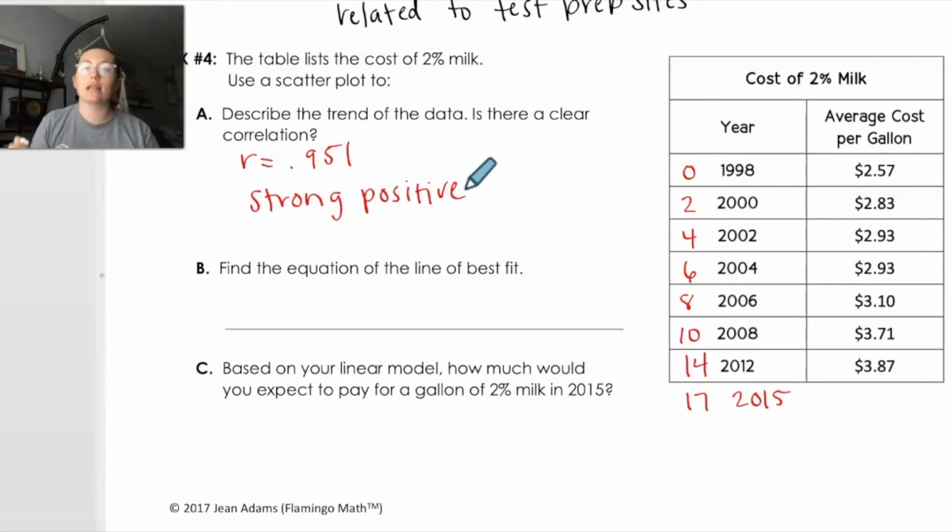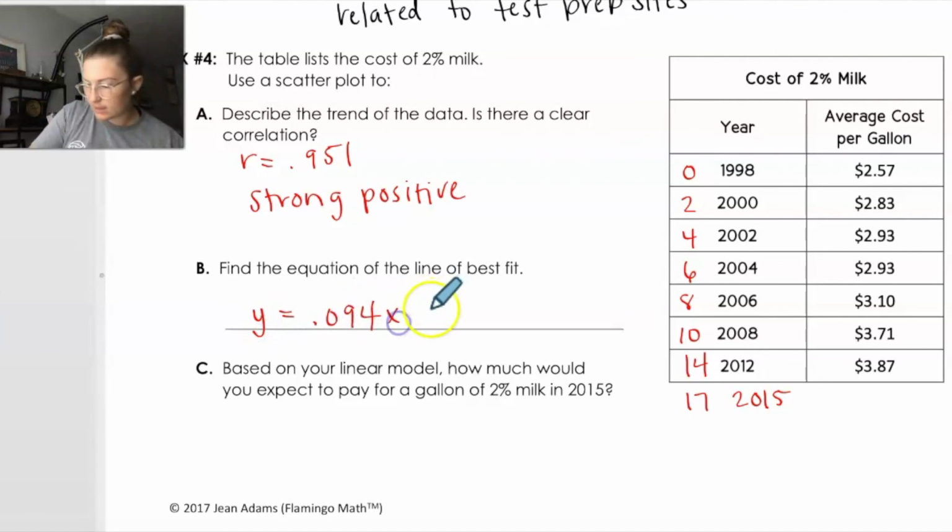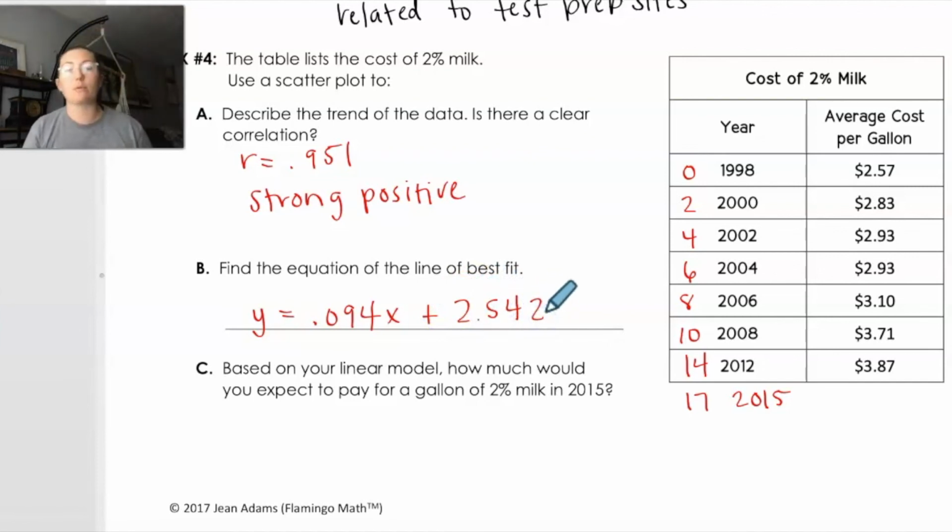Find the equation of the line of best fit. So that was y equals 0.094x plus 2.542. Again, we're rounding 3 decimal places.